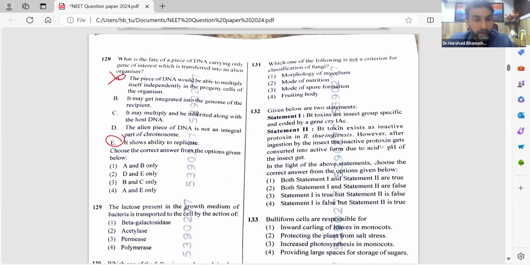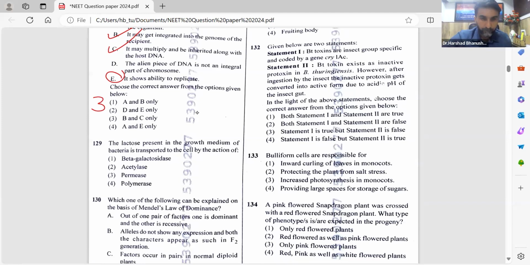That's not true. So the line is, it may get integrated into the genome of the recipient and then it may multiply. Both the lines say it may. So the B and the C statements are correct. D is a correct statement, but there's no option where we can get this. So we can mark the answer option number 3 in this case. Lactose enters into the cell with the help of an enzyme called permease. So the answer in this case would be option number 3.